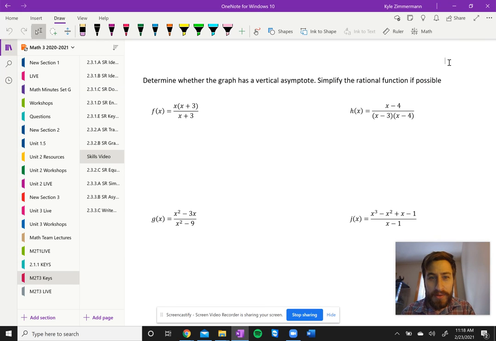Team is Mr. Z, and today we're going to determine whether graphs have vertical asymptotes while simplifying. Let's dive on in, shall we?